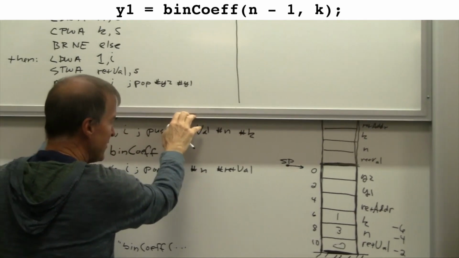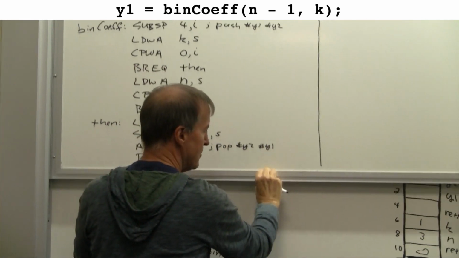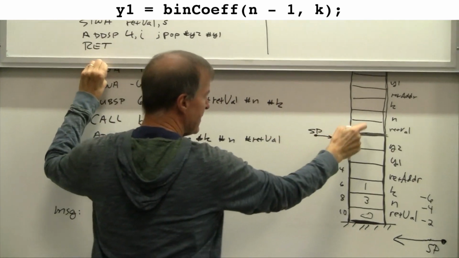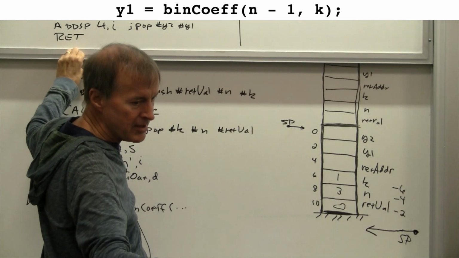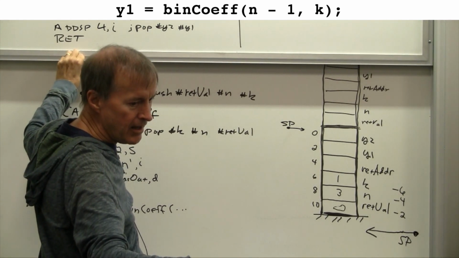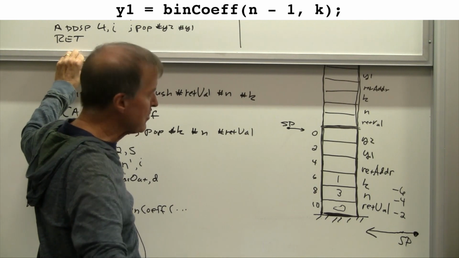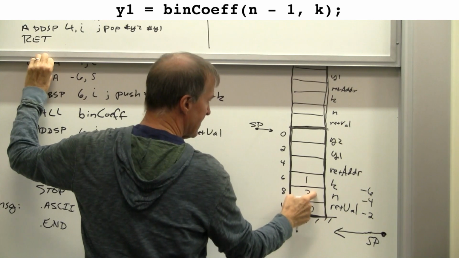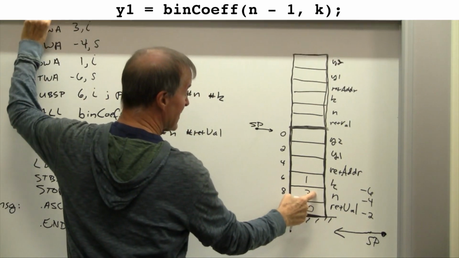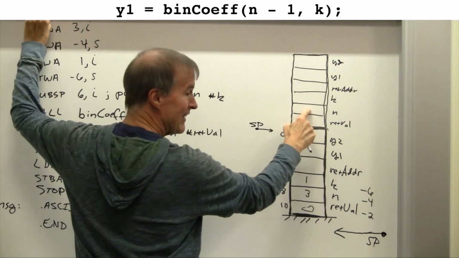Okay, so now we've got to do the same thing. So how do we get, what are we calling? Bin coefficient what? Here, y1 gets bin coefficient of n minus 1. So what do we have to do? We've got to take this n minus 1 and put it where? In there.